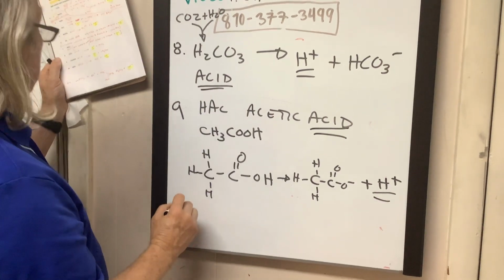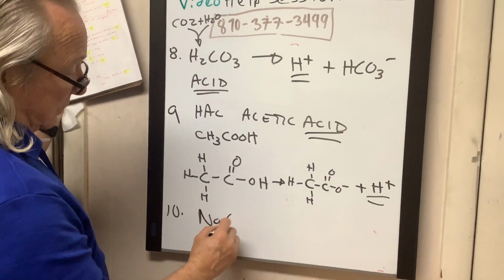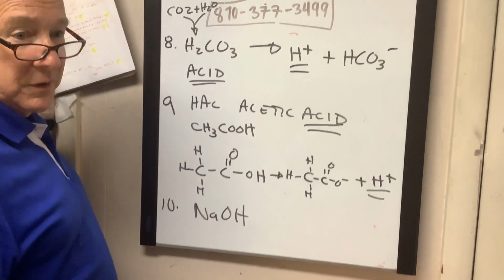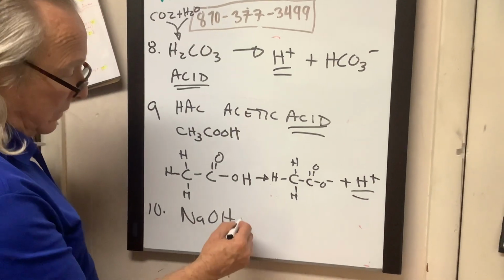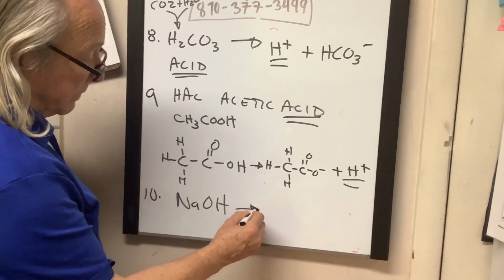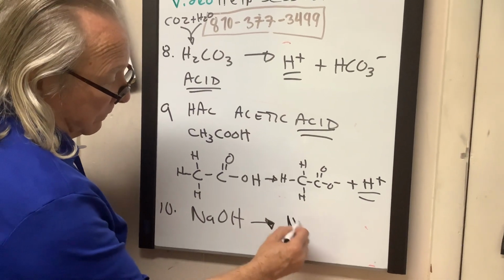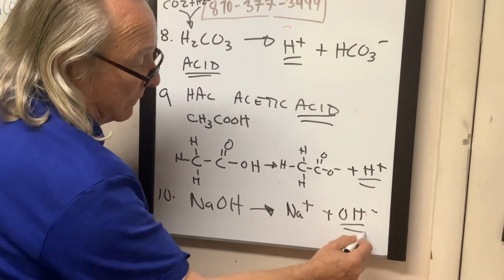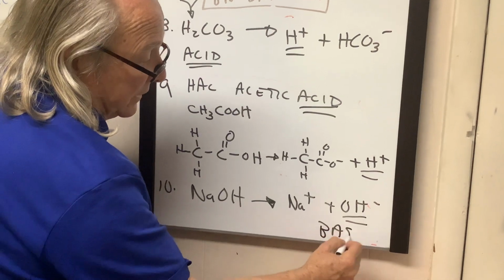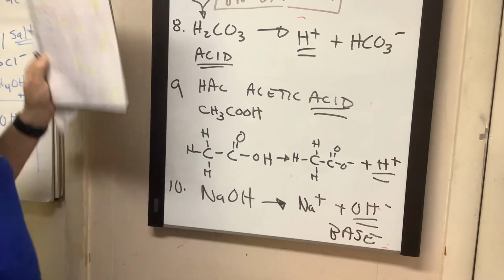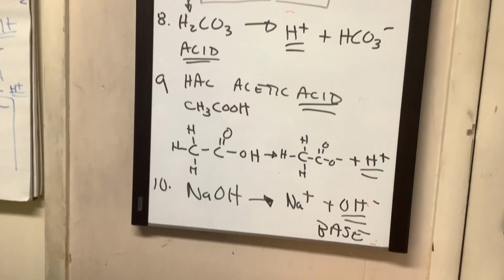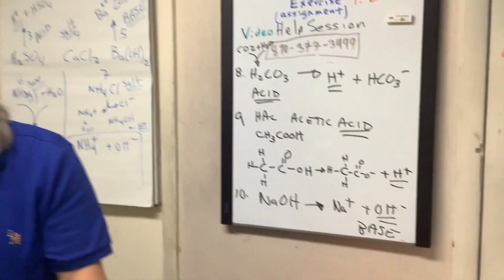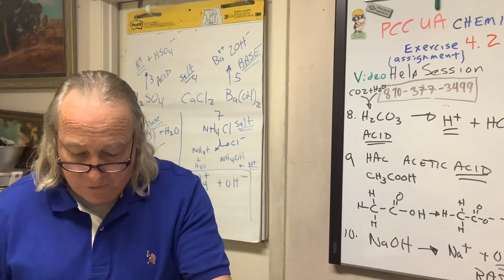And number 10 is a very common base. You know it as lye, although historically potassium hydroxide can be named as lye too. This sodium hydroxide breaks down into sodium ions plus hydroxide ions, and there is your base. So, for our purposes, if it produces an H plus, it is an acid, and if it produces an OH minus, it is a base.